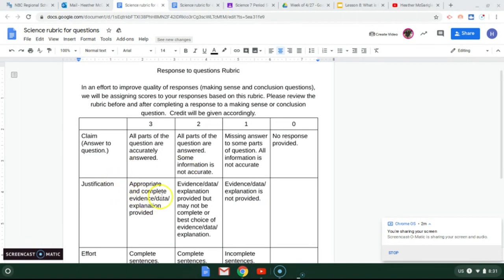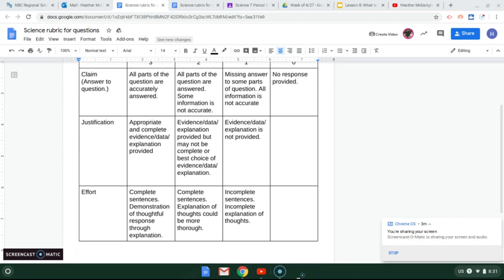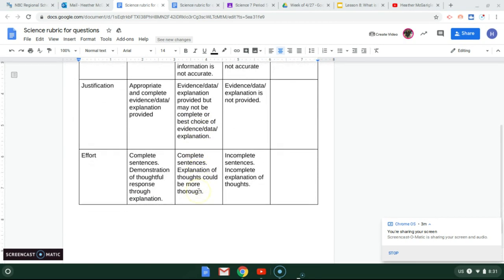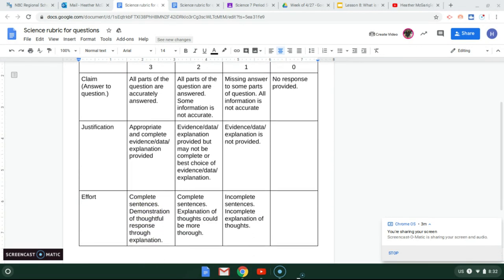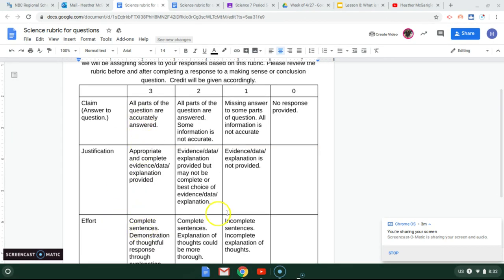So this is the rubric that we're going to be using to grade your making sense questions, okay, throughout the rest of the fourth marking period. So you want to make sure that you have this in front of you when you are answering those questions, so that you're making sure you're answering them completely, thoroughly, you're using evidence, you're making your claim accurately, answering all parts of the question. All right, so I just wanted to go over this with you so that everybody's aware of what each category means and what the categories entail. Okay. All right, that's it.